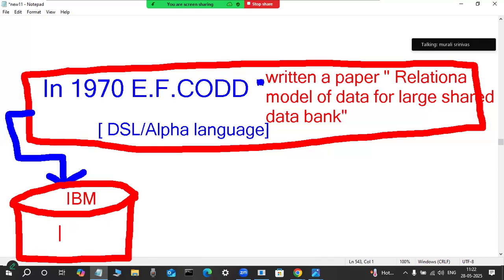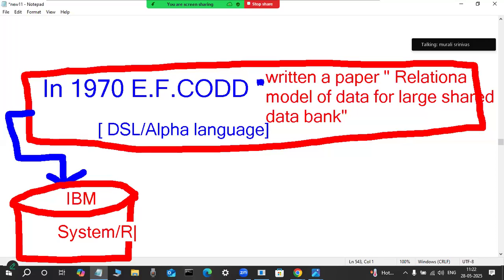What is that one? System R, not DB2. System slash R. Yes, this is the first relational data model product in the world based on this paper. But they were giving it for experimental purposes only. They were afraid of releasing it in the outside market.